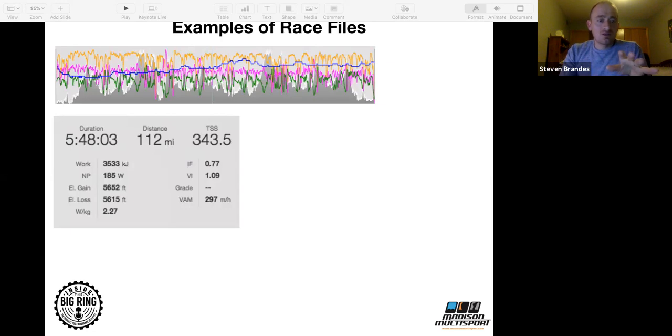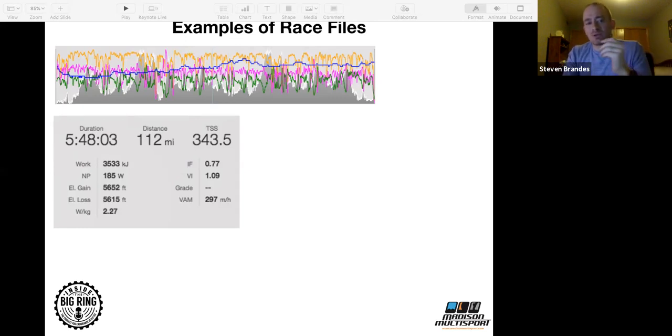Let's just look at this. No heart rate, unfortunately. This person did an Ironman and rode 5 hours and 48 minutes. Kilojoules was 3,500. Normalized watts, 185. Obviously, you can tell this is Ironman Wisconsin.